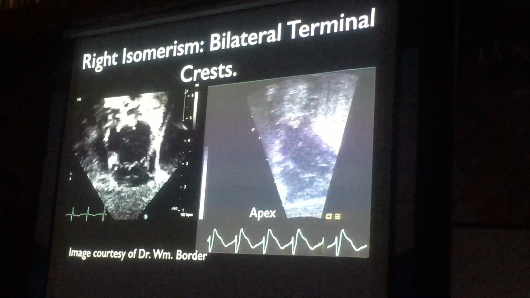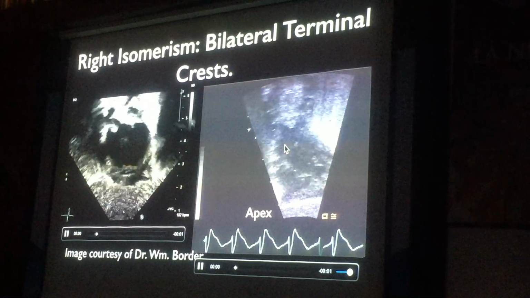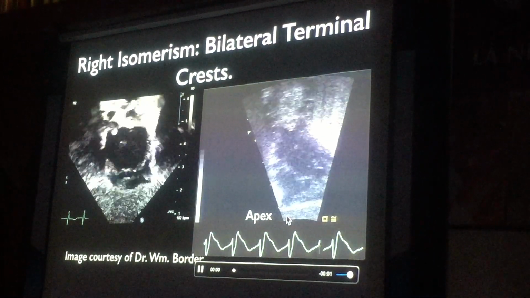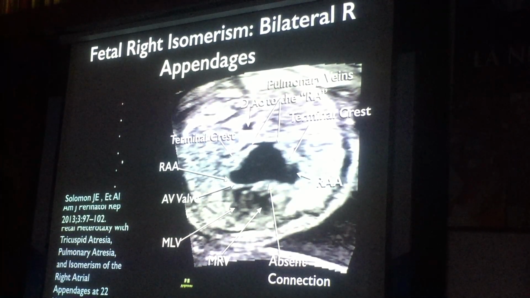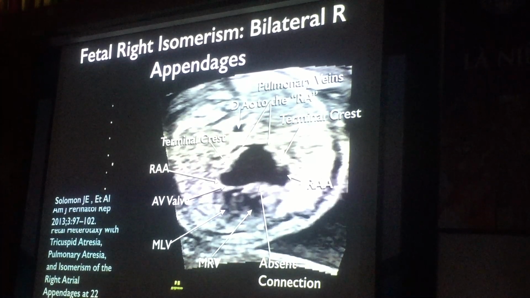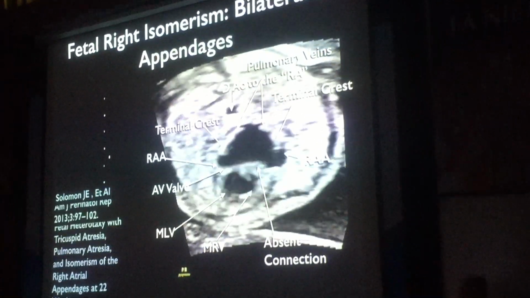Here's just a postnatal delivery showing the SVCs bilaterally here, and on either side of the SVC there and there, you see a terminal crest. This is a fetus, and you can see on this fetus broad-based rather than narrow-based atrial appendages. And this is a patient with isomerism.